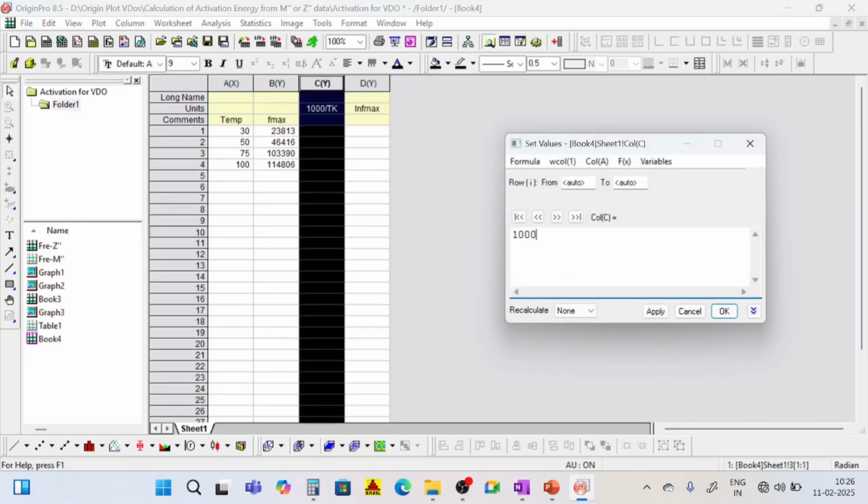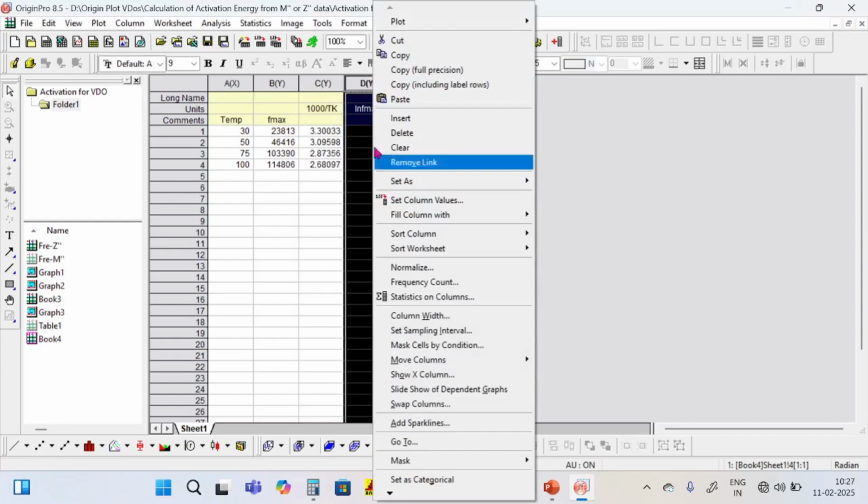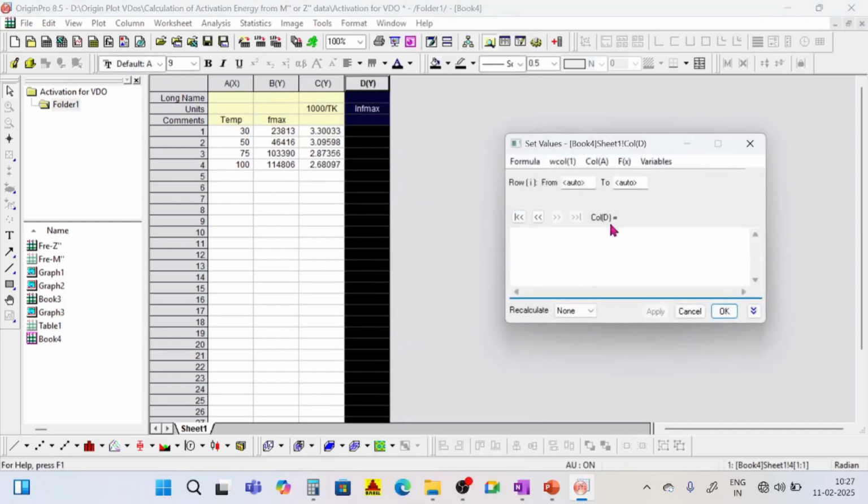1000 by column A plus 273 bracket closed, apply. Okay, then ln max, right click on this column, set column value as ln of column B, bracket closed, apply.